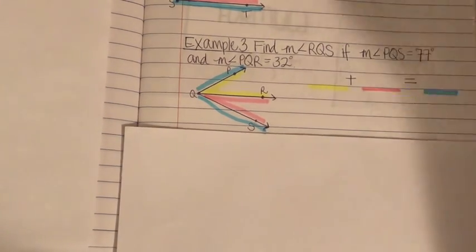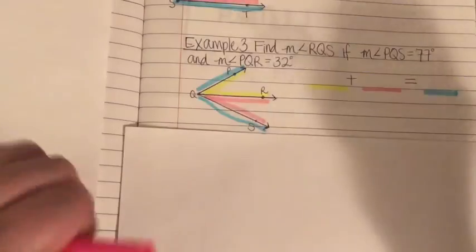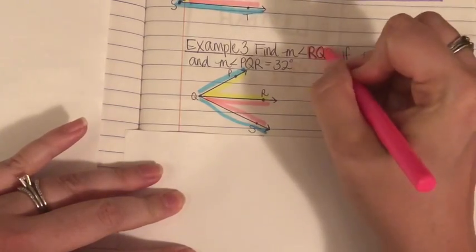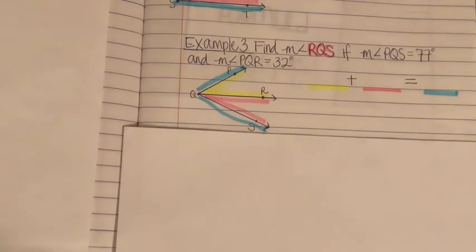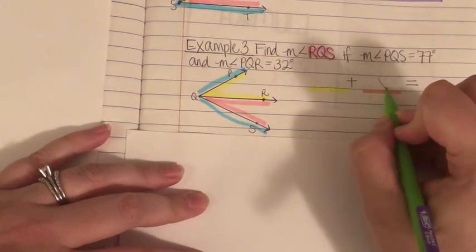RQS. So let's find those letters. RQS, that's the pink one. So I'm going to grab my pink, and maybe I'll just do this so I can see the pink. So they're asking me what that is. They want me to find it. So they're not going to give it to me.